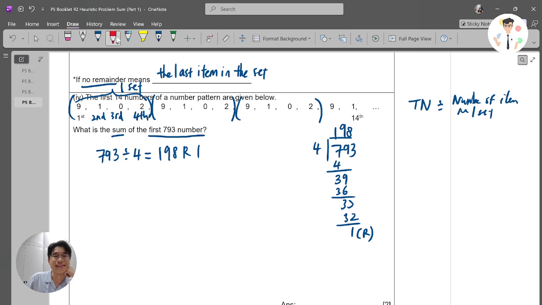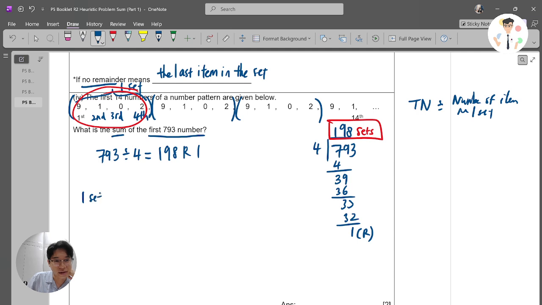But again, what does this tell us? Again, this is something that you need to take note of. This 198, as I have mentioned, is actually the number of sets. I have 198 of this set.